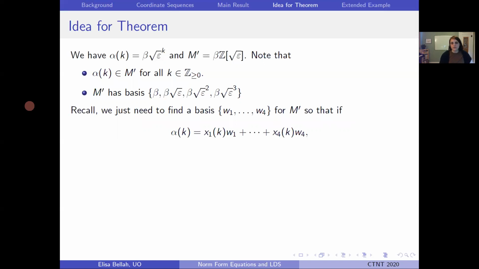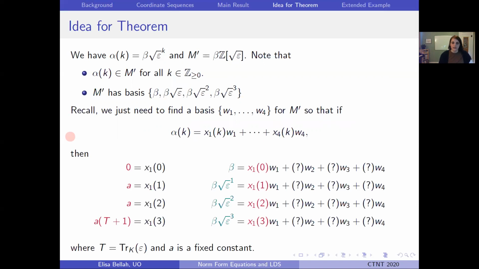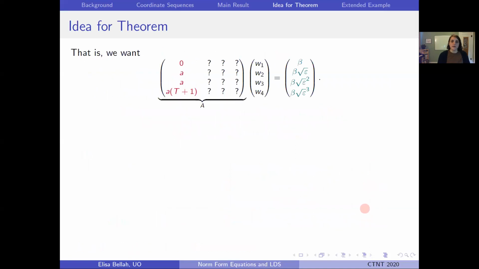Recall what we need to do is find a basis for this module M prime, so that if I write my solution sequence in terms of this basis, then the following takes place. On the left-hand side, I'm saying I want these initial conditions. And on the right-hand side, I'm reminding you where these initial conditions come up. They come up as the first coordinate when I take various powers of square root of epsilon and multiply that by beta. So I'm going to put this whole picture into a matrix and say that what I really want is I want this equality to hold.